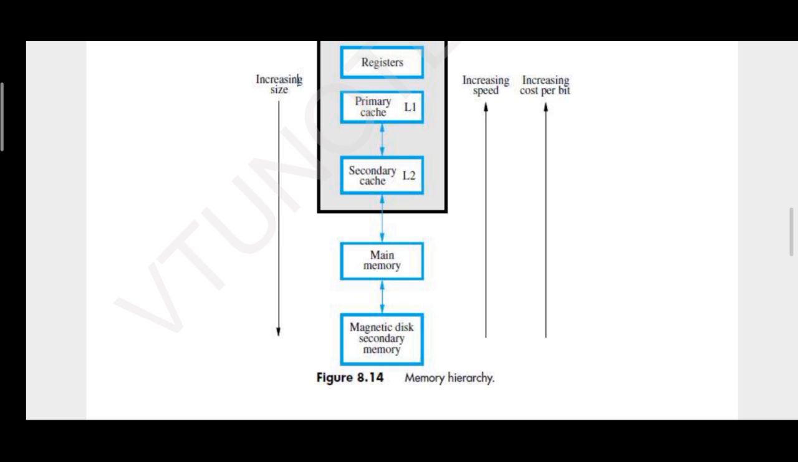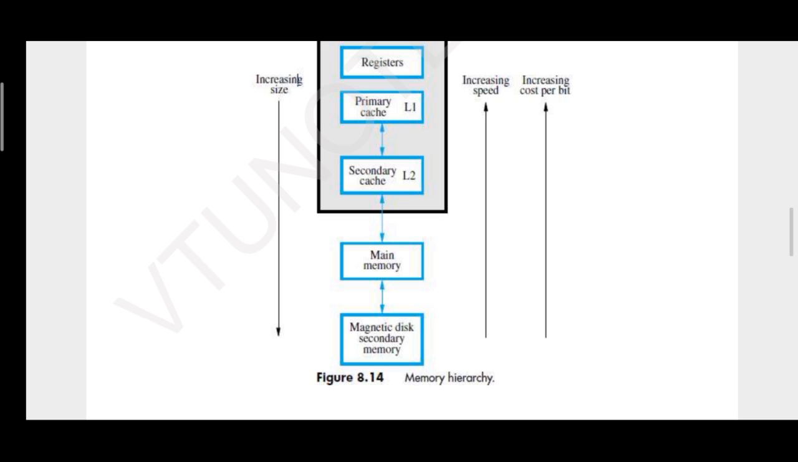Just follow the arrow mark. Increasing size: if you compare the size of the primary cache, it is smaller than the secondary cache. So as you proceed down the hierarchy, size increases. As size increases, speed reduces. Please remember, as size increases, speed reduces. So size and speed are inversely proportional to each other. You can check the arrow mark, you will come to know.